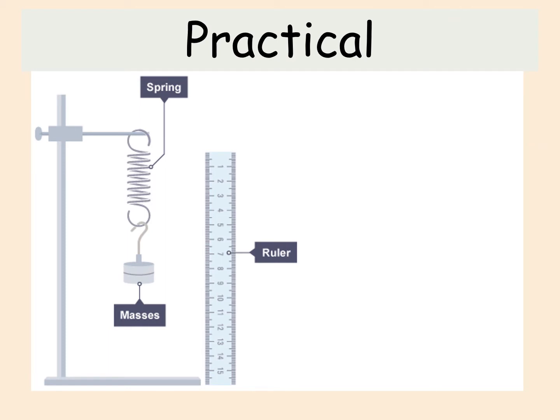So this is the practical that we would do. We would have a clamp and clamp stand holding a spring, and attached to the spring we would have masses. We would obviously begin with only one mass and then build it up, and that would be our independent variable, the amount of mass that we change. Our dependent variable, what we measure, is with the ruler, so it's the extension of the spring, how long the spring gets. Now you would expect, obviously, as you add more weight, the spring will extend and become longer. But it's important how much it extends.